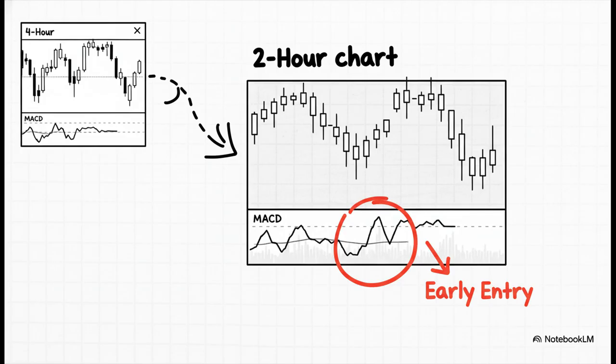Okay, and this is where the magic happens. A normal trader might wait for a MACD cross on this 4-hour chart, which could take forever and give a late signal, but not us. We drop down to the 2-hour chart, and as the price just comes up and kisses that key resistance level, we are glued to the MACD on this lower time frame. The very instant it crosses down, we're in. We've just entered the trade way before everyone else.